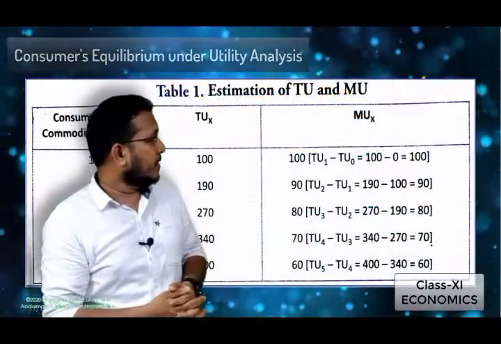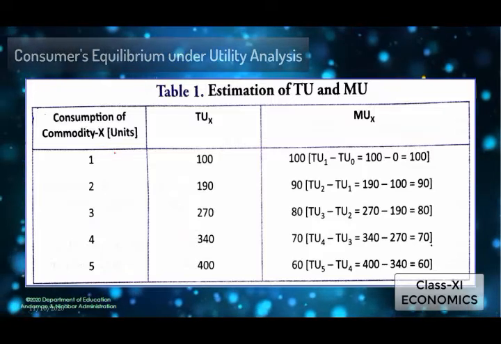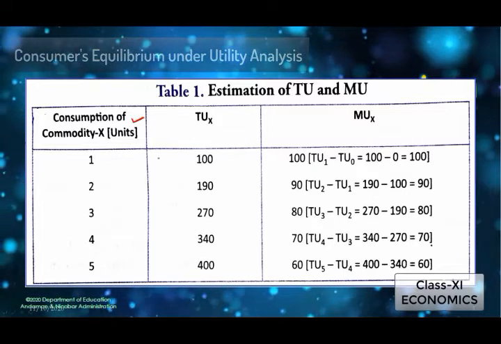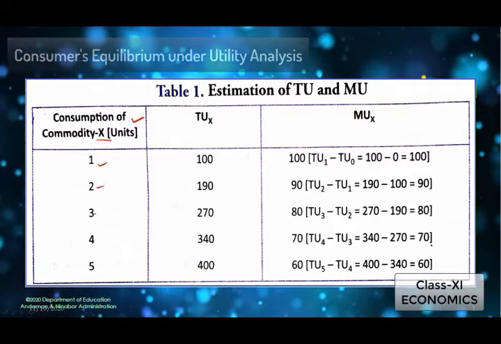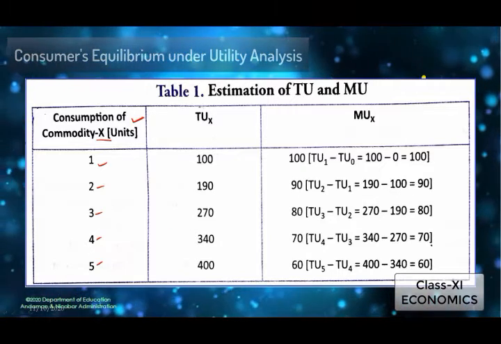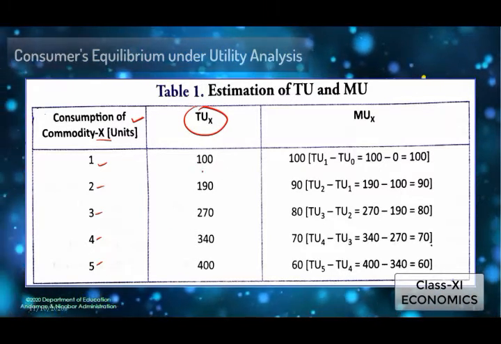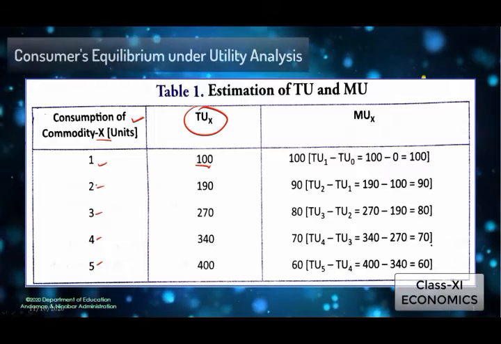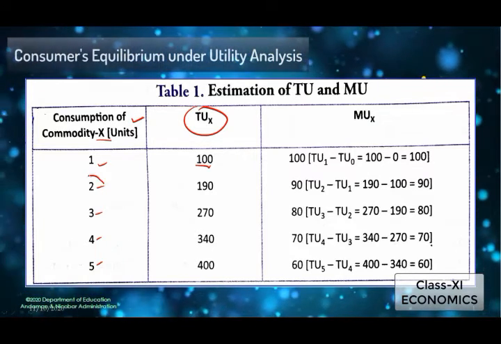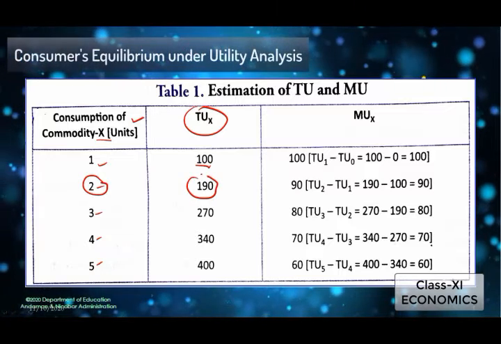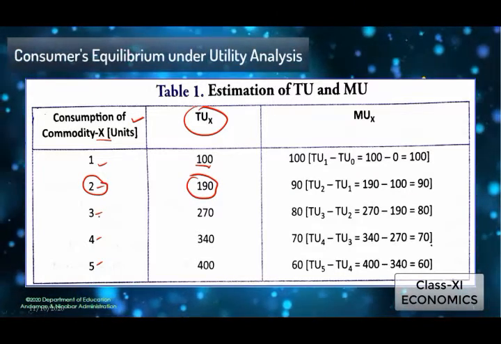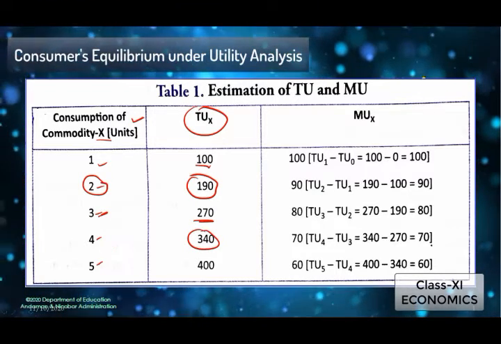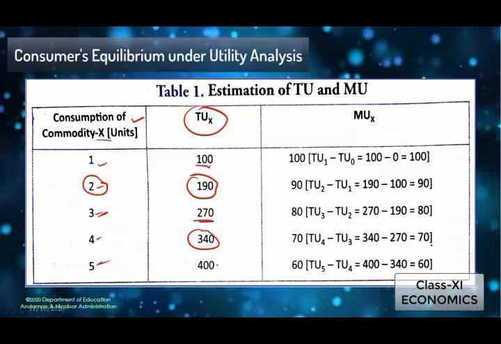So look at the schedule here. Here we have 3 columns. In that, the consumption of commodity X is given in units, starting from 1, 2, 3, 4 and 5. Now look at the total utility, that is the total utility of that commodity. When the consumer consumes the first unit, he derives a utility of 100. Again, when the consumer consumes 2 units of that commodity, the total utility is 190. At the third unit, the TU value is 270. At the fourth, that is 340. And at the fifth unit of that commodity, the total utility is 400.